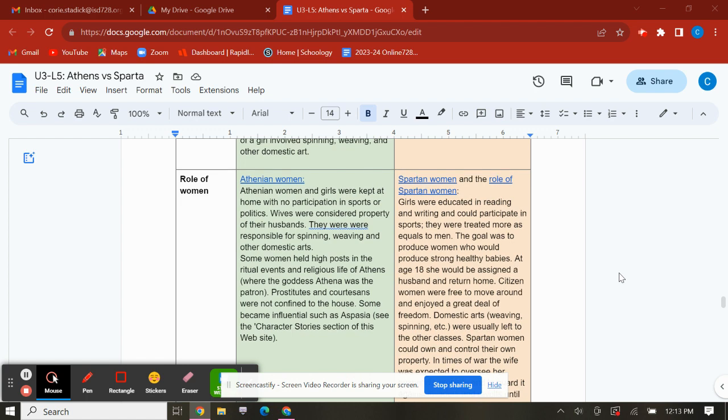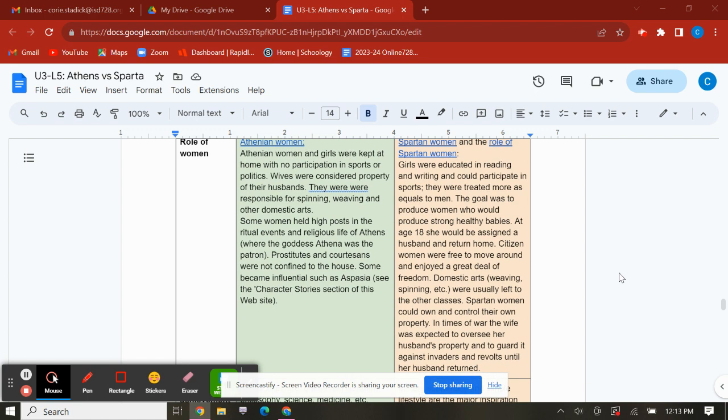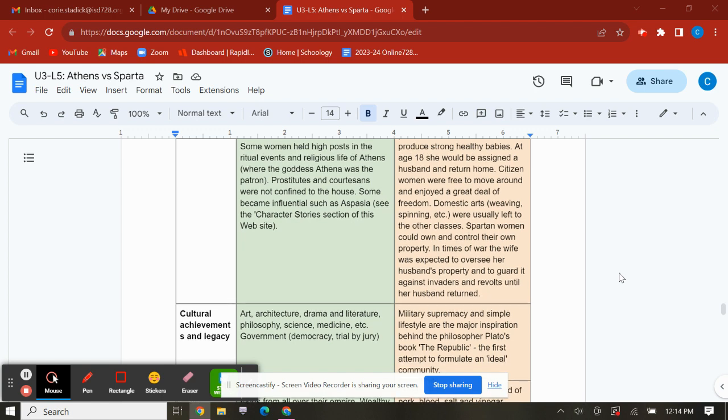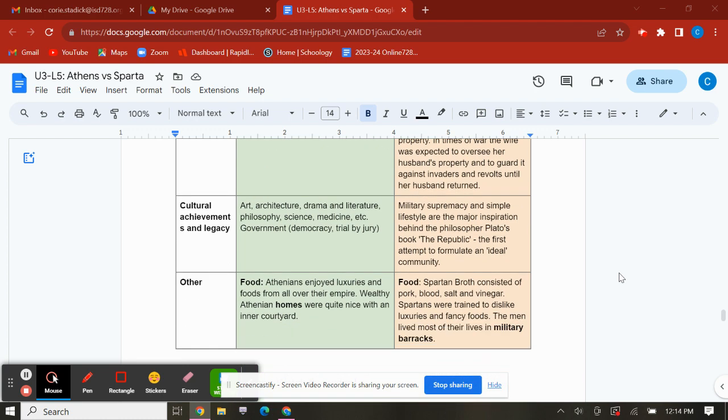Story about her. All right, Spartan women and the role of Spartan women. Girls were educated in reading and writing and could participate in sports. They were treated more as equals to men. The goal was to produce women who would produce strong, healthy babies. At age 18, she would be assigned a husband and return home. Citizen women were free to move around and enjoy a great deal of freedom. Domestic arts, weaving and spinning, were usually left to the other classes. Spartan women could own and control their own property. In times of war, the wife was expected to oversee her husband's property and to guard it against invaders and revolt until her husband returned.